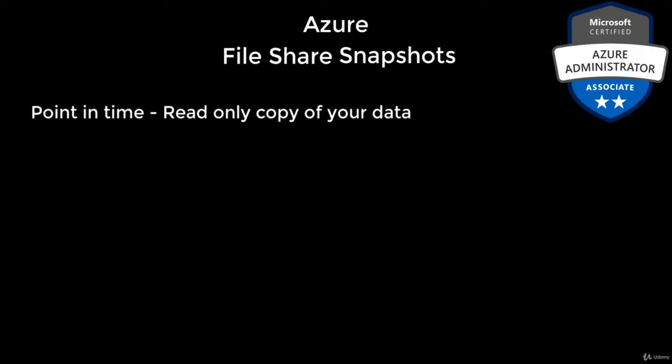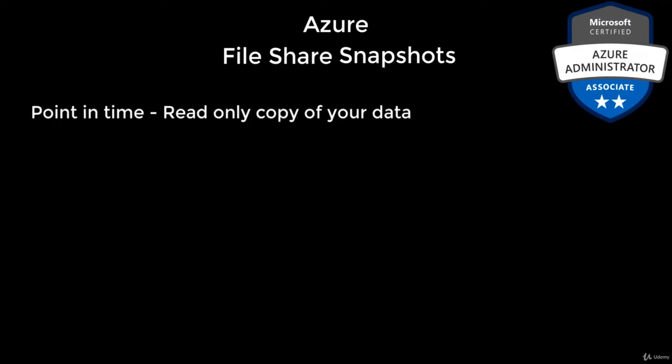Let's say you're working on your file share and all of a sudden you accidentally delete some data. Or maybe you ran a script that accidentally deleted a bulk of data. How will you get back your data? If you had taken backups or if there was a snapshot that can restore it back in time. Azure File Share Snapshots is just that.